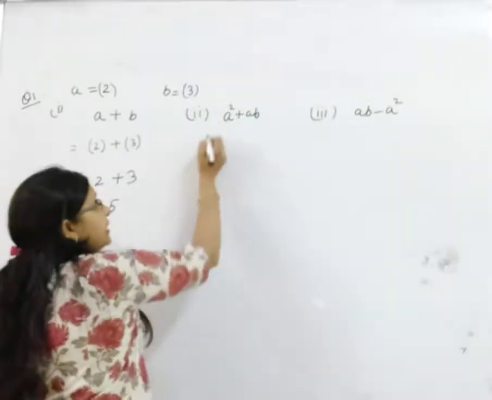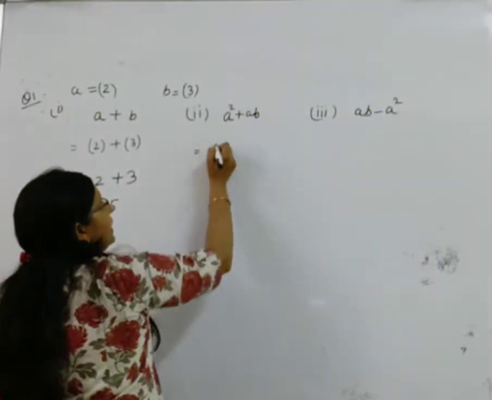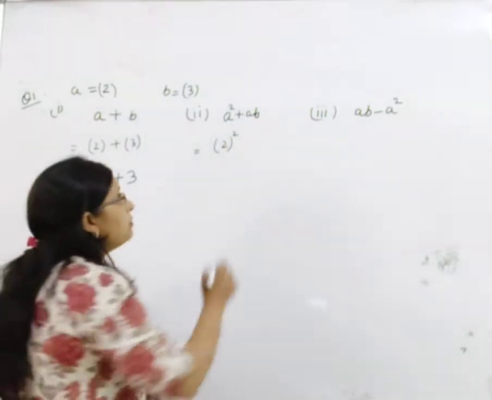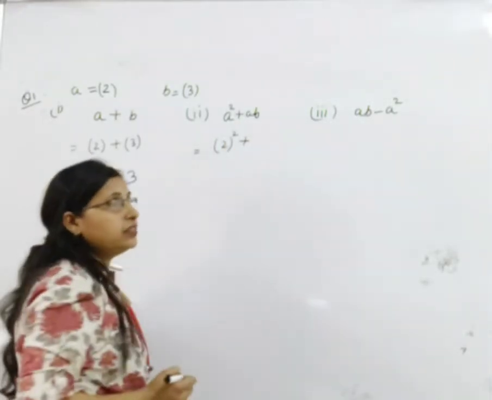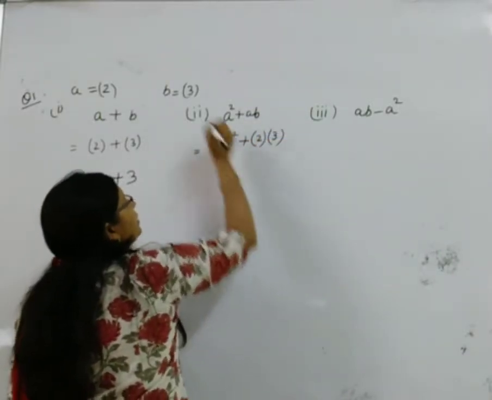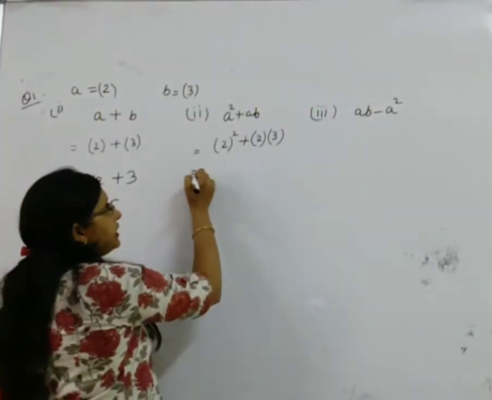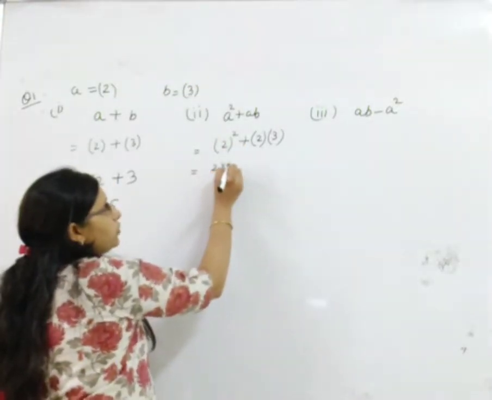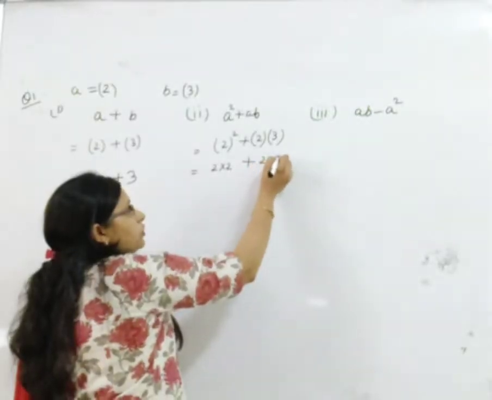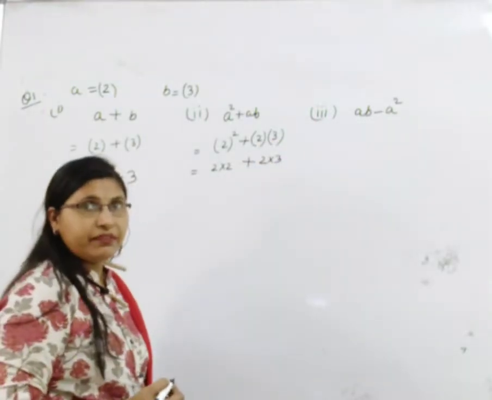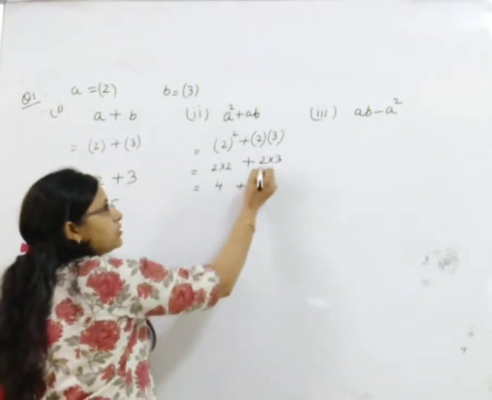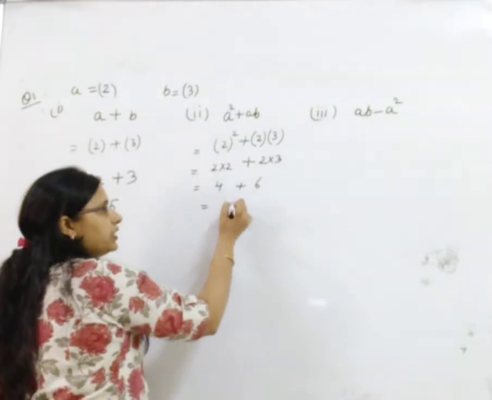Now in the next part, we have to put the values in a square. So we will replace this a only, not the square. The a is replaced by bracket 2 and the square is there, so we have to write it. Plus, b is replaced by bracket 3. Right? Now we will expand it. 2 square means 2 into 2, 2 comes 2 times. Plus 2 into 3, because there is no sign between the brackets, it is multiplication. So 2 into 2 is 4, plus 2 into 3 is 6. So it will be 10.